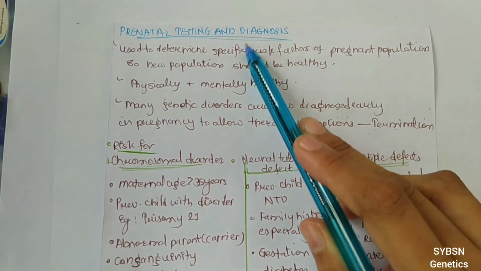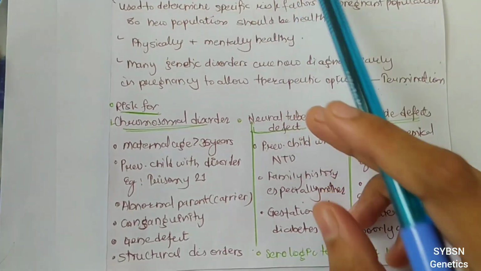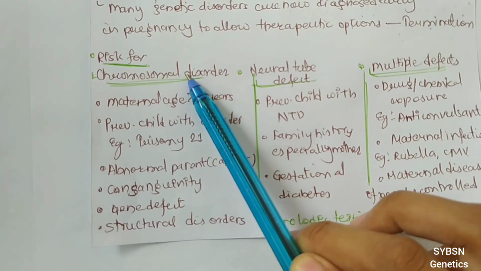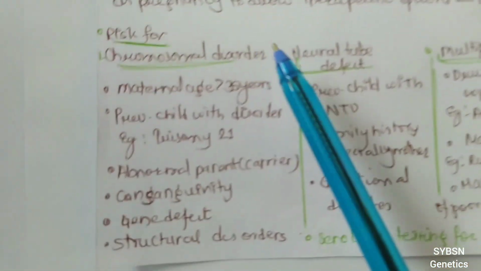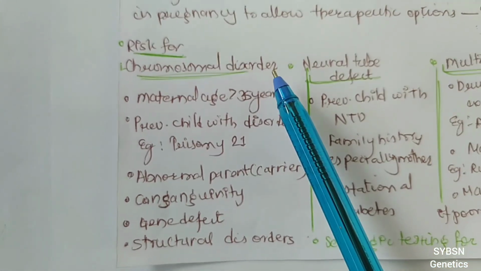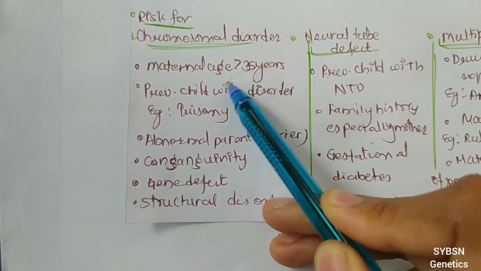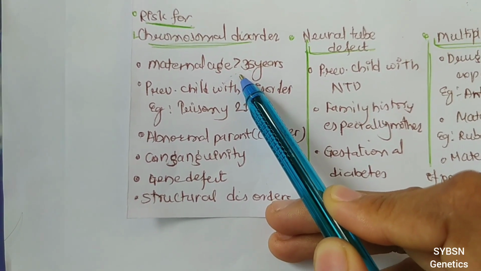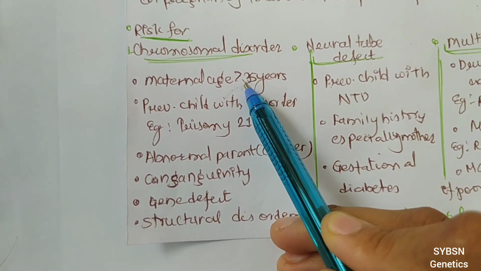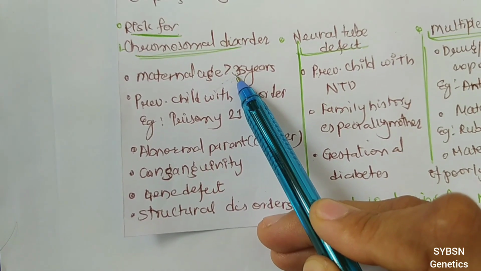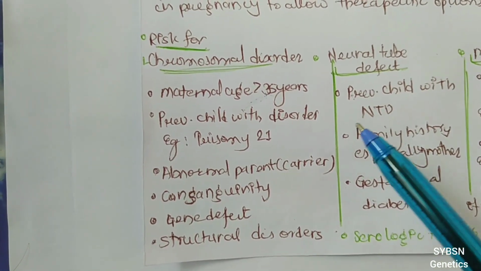Now we'll go through the risks which can be identified on prenatal testing and diagnosis. One of them is risk for chromosomal disorders, neural tube disorders or defects, and multiple defects. So we'll go through the chromosomal disorders first. Under chromosomal disorders, it can be because of maternal age greater than 35 years. Whenever a woman around 35 gets pregnant, they always say that there is a risk for chromosomal abnormalities. So you should try to conceive a child before you turn 35. Also, you reduce the chances of abortions and all kinds of complications which arise with it.